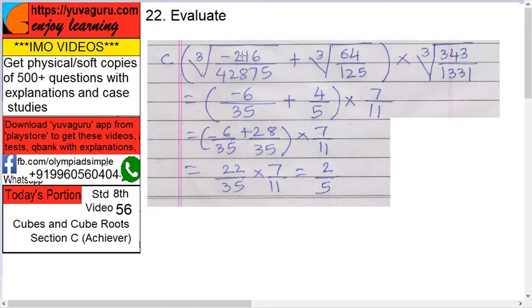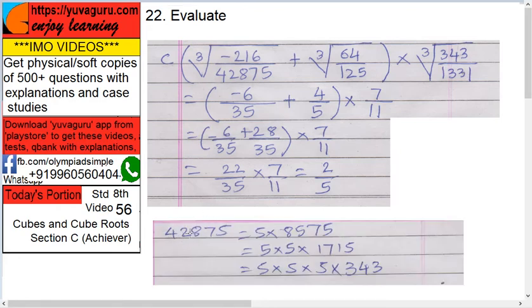So 216. Cube root of 216 is 6. But minus sign, so minus sign. 42,875, this is a bit tougher. So cube root of this is 35. We'll have to find this out. I'll show you how to find it. Just prime factors. Then 64, that is 4. 125, that is 5. Okay, and then solve this.